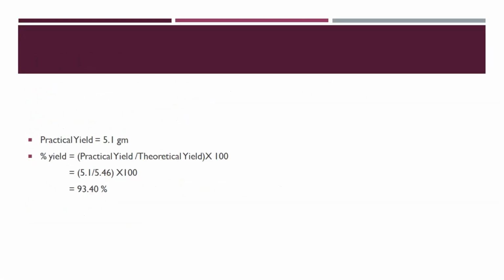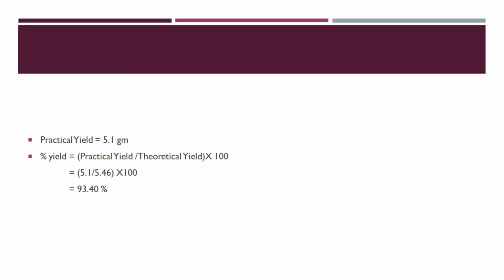So practical yield. Practical yield means the amount of product which we have obtained after synthesis. So amount of product we obtained after synthesis is 5.1 gram. We obtained 5.1 gram of benzimidazole. So now let us calculate the percentage yield.